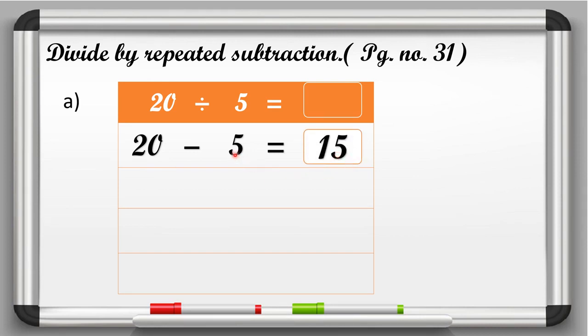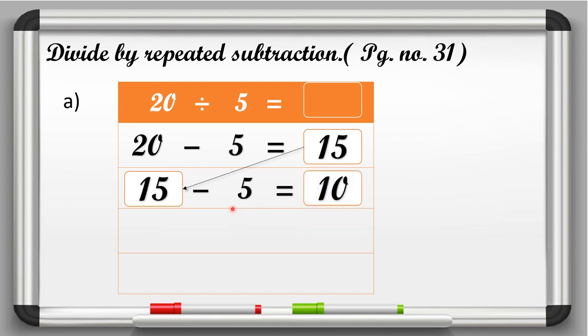So 15 minus 5, here we will write 15 minus 5 is equal to dash. So keep 15 in your mind and 5 on your fingers. Let's start backward counting again. 14, 13, 12, 11, 10. So we will write 10 here.